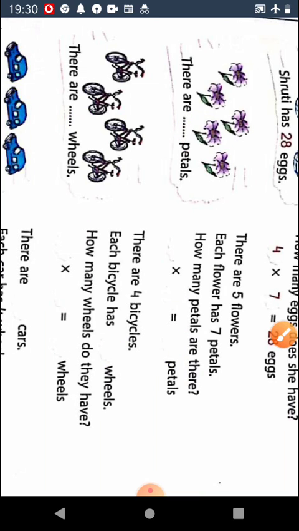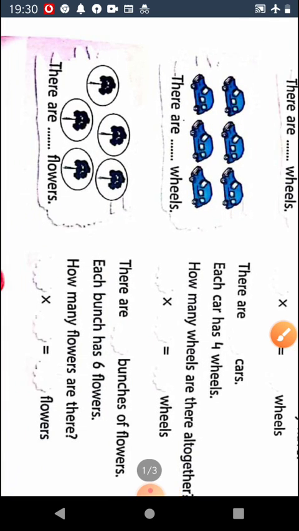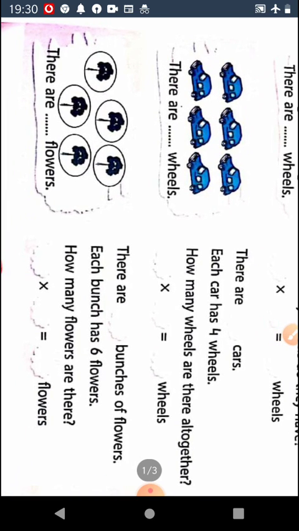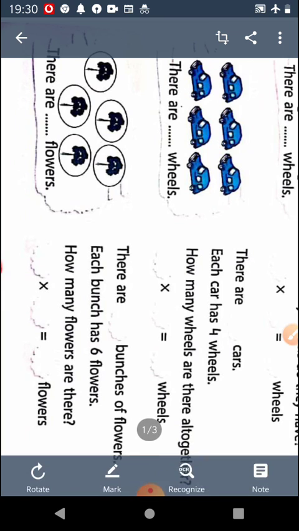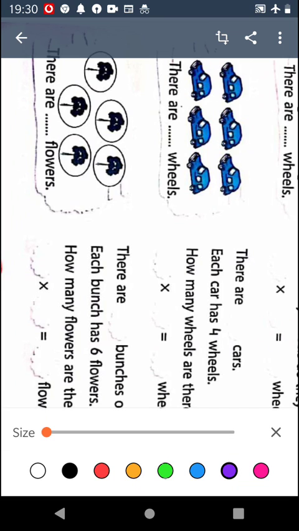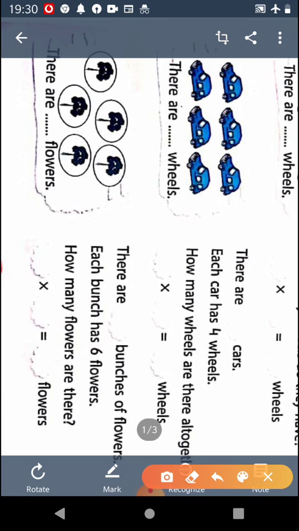Now let us see the next one. Next is, there are dash cars. How many cars can you see here? How many cars can you see? There are 1, 2, 3, 4, 5, 6. There are 6 cars.